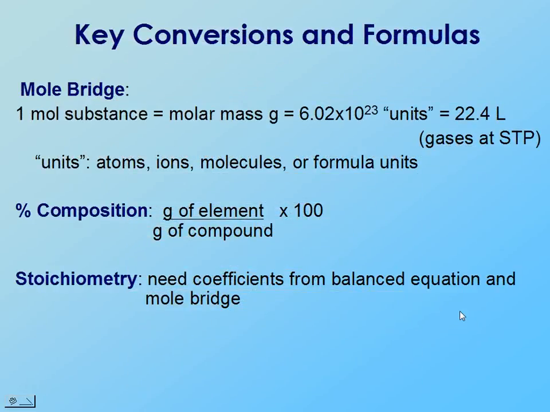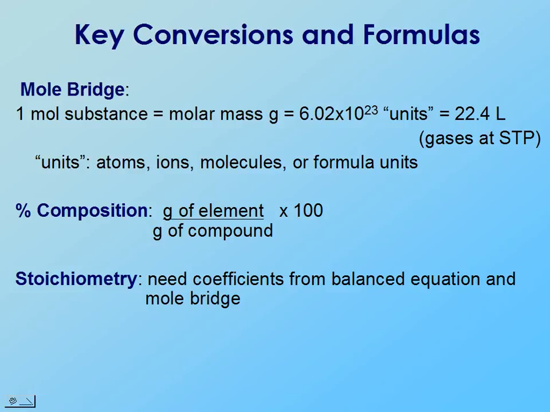So key factors you do need to know, and these are ones I do expect you to be able to do without any assistance other than a periodic table, are your mole bridge: 1 mole of any substance is equal to that substance's molar mass in grams, adding up the masses from the periodic table. That's based on Avogadro's number of units, and that's also equal to 22.4 liters for gases that are found at STP, 0 degrees Celsius and 1 atmosphere pressure, or its equivalent. Units can typically refer to atoms, molecules, or formula units. We will see ions occasionally in AP Chem if we're dealing with something like F1 minus or Cu plus 2.